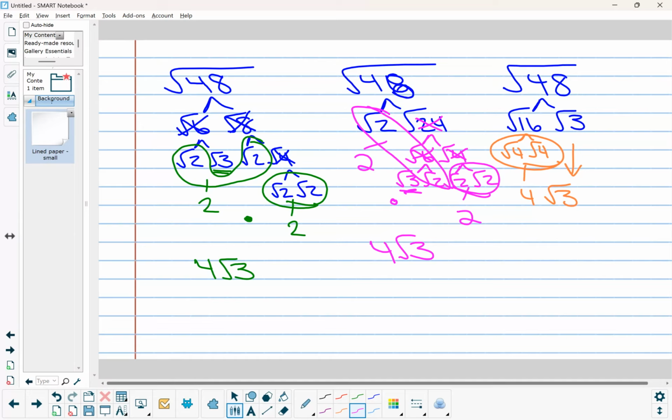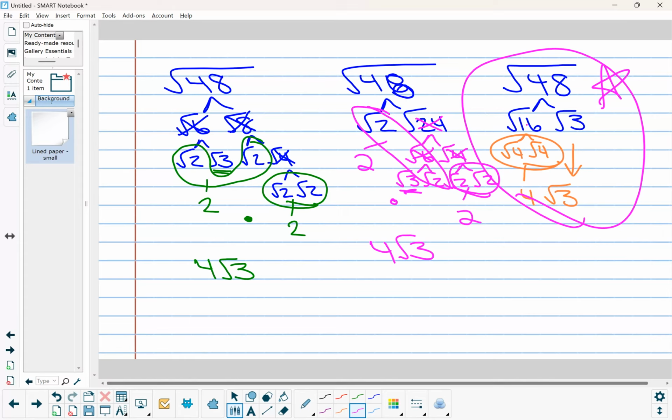So it doesn't matter which sets of factors you pick. You're going to get the same answer no matter what. But notice this guy over here was the shortest one because 16 is a perfect square. And if you know your perfect squares, you can break these down and make them simpler.